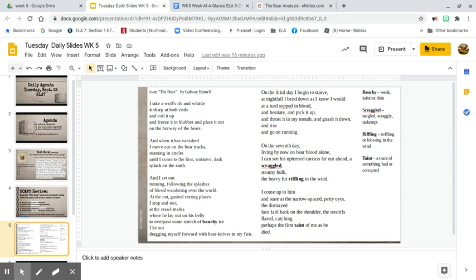I come up to him and stare at the narrow-spaced, petty eyes and dismayed face laid back on the shoulder, the nostrils flared, catching perhaps the first taint of me as he died.